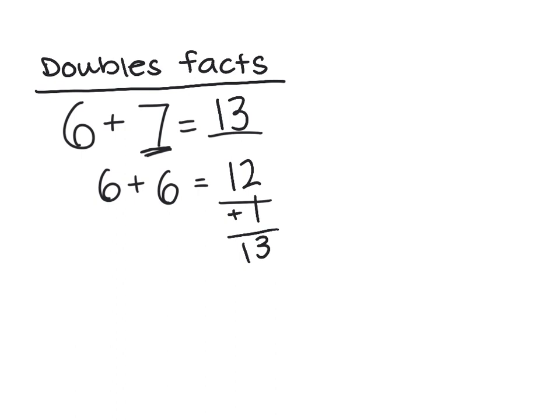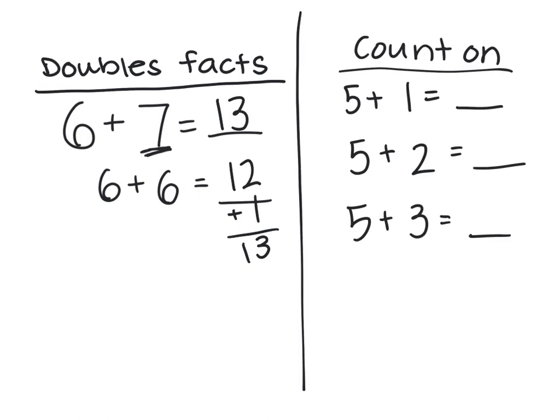We also talked about some other ways to remember facts. We can count on. So 5 plus 1 equals 6. So then I know 5 plus 2, there would be 1 more, so 7. 5 plus 3, 1 more than the last, so 8.